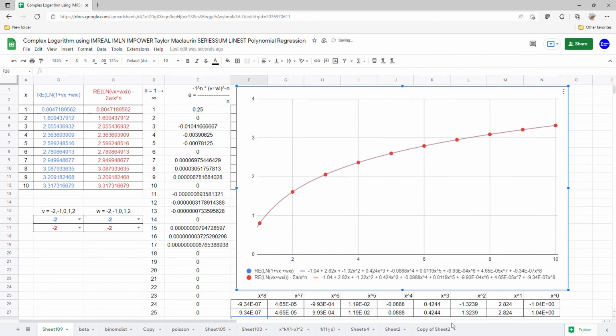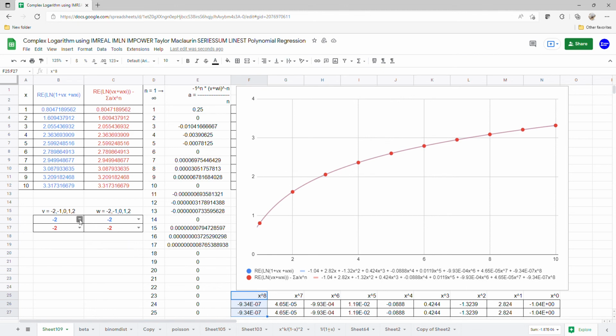And we compare. So coefficient of x to the 0, 1.04, negative. Coefficient of x, 2.82. Coefficient of x squared, negative 1.32. Coefficient of x cubed, 0.424. Coefficient of x to the 4th, 0.0888. Coefficient of x to the 5th, that's 0.0119. And coefficient of x to the 6th, 9.93 times 10 to the minus 4. X to the 7th, 4.65 times 10 to the minus 5. X to the 8th is 9.34 times 10 to the minus 7.